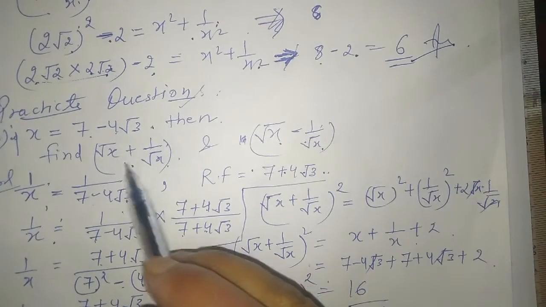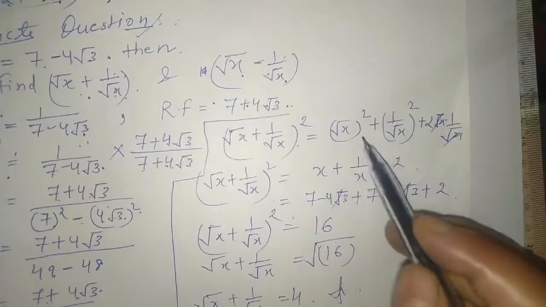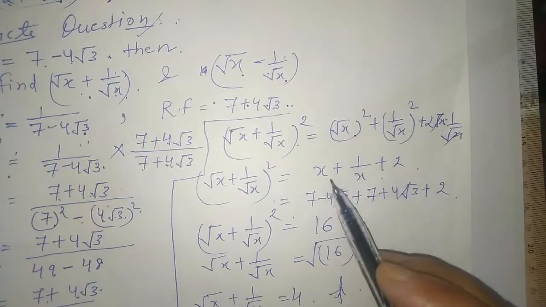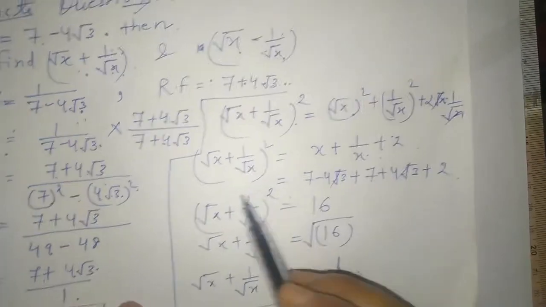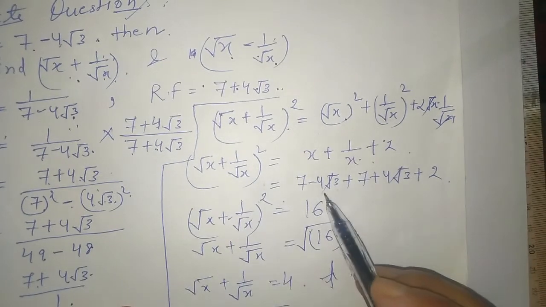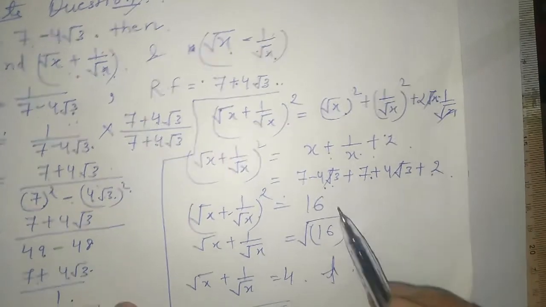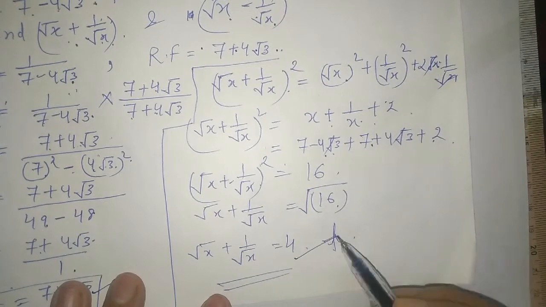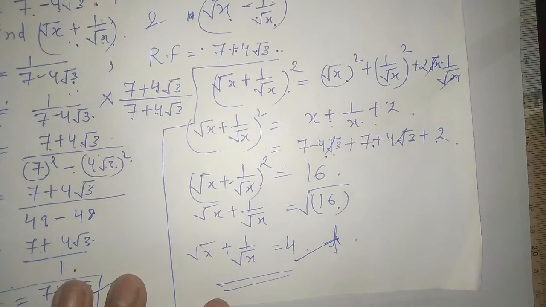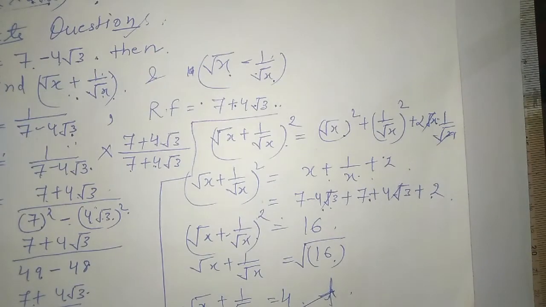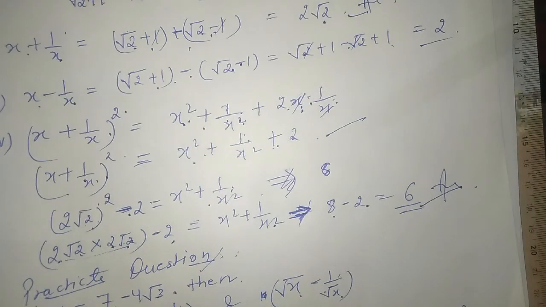Now we have to find √x + 1/√x. So by squaring both sides, we get x + 1/x. Putting the values of x and 1/x and solving, then taking the root, we get √x + 1/√x equals 4. So these are the examples, and now the chapter is over. Thank you so much.